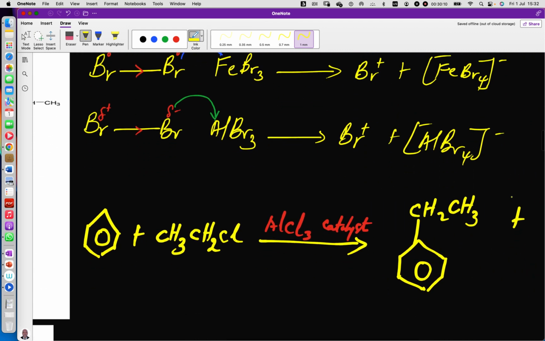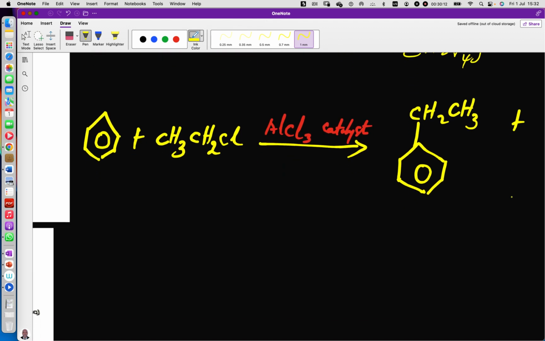But the most important thing in this reaction is how do you generate the electrophile? This is the electrophile. How do you generate it? This is how the electrophile is generated. Here we will have this compound that is being given here. It will be this one, CH3.